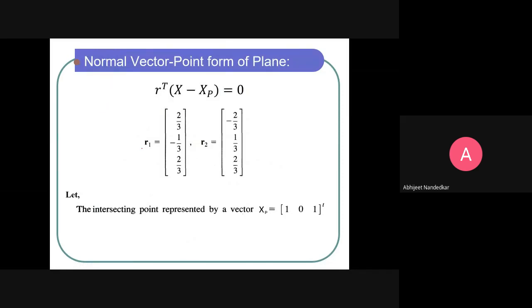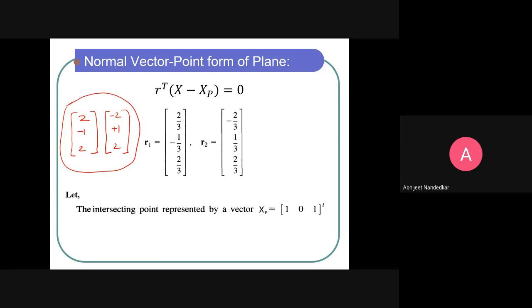Now I have two vectors, 2, -1, 2, which is a lifted version of the normal vector, and this is -2, 1, 2. Now we will normalize these two vectors.